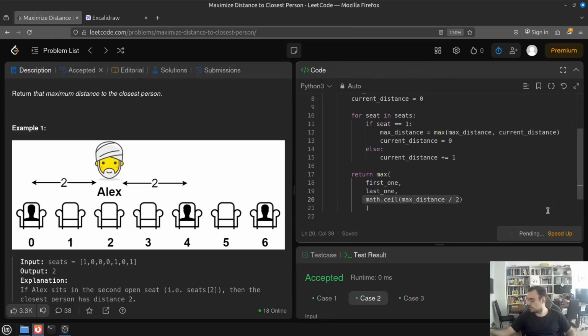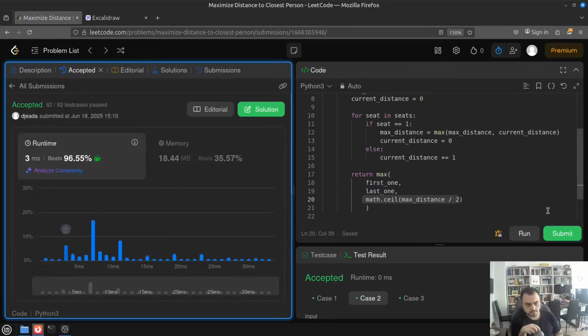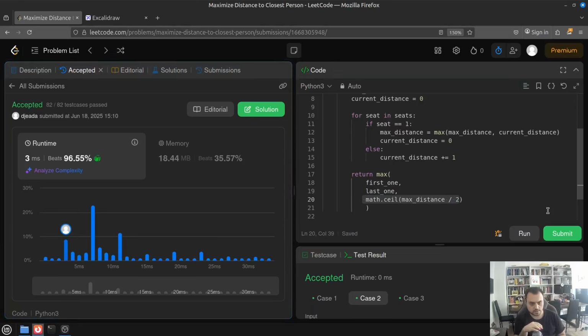Let's try submitting. But I'm already penalized by Leetcode that I'm submitting too frequently. Well, that looks good. Beats 96%. And that's it.